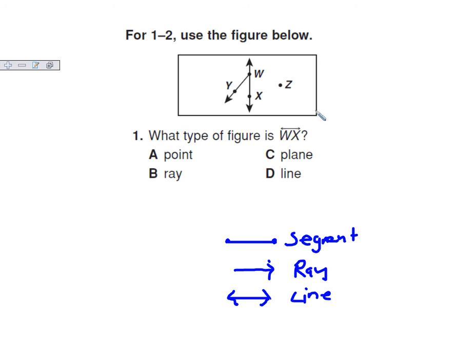So we're looking at this figure, and it says, what type of figure is WX? Now, the big clue is the symbol above the 2 points. WX has a double arrow, and that means it's a line. If it starts at a point and then continues in one direction forever, that's a ray. And if it has a symbol like this, a point with two connected points, it's a segment or a line segment. So this is a line, and this line goes forever in this direction and forever in that direction. Seems like you guys had no problem with that.